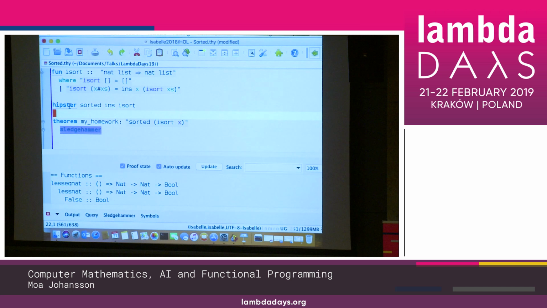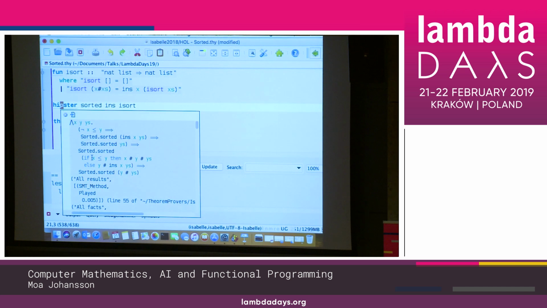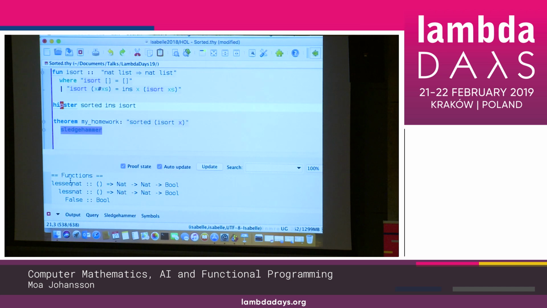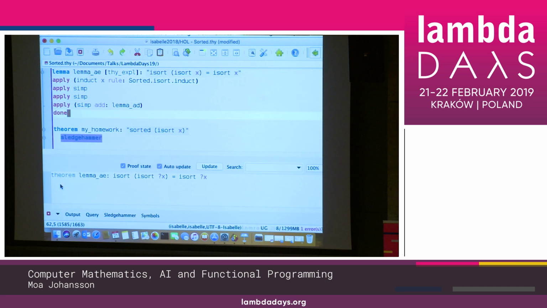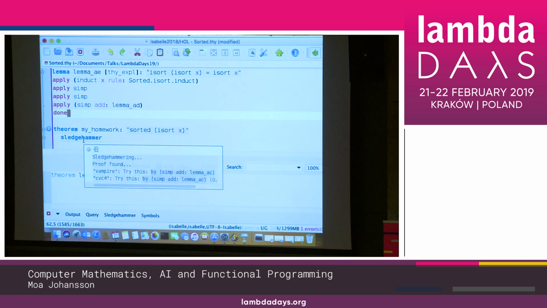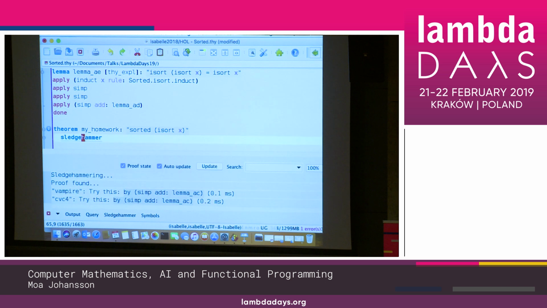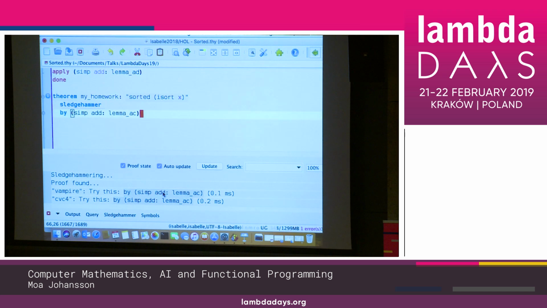So let's see what Hipster outputs. It's output a lot of stuff. I'm just going to click on this, and it's going to paste in all the theorems and their proofs that it found, like that. And it comes back here, and now the proof of my homework goes through, and it says "by simplification adding lemma AC". Let's paste that in. Okay, so great, I didn't have to do my homework.